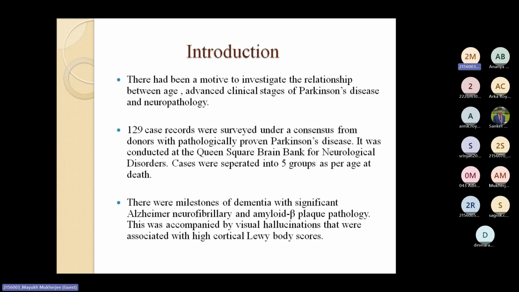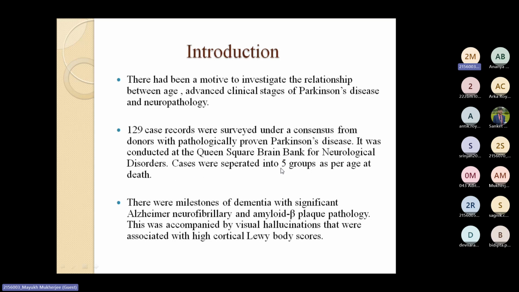There was a motive to investigate the relationship between age, advanced clinical stages of Parkinson's disease, and neuropathology. For this project, 129 case records were surveyed under a consensus from donors with pathologically proven Parkinson's disease, and this experiment was conducted at the Queen Square Brain Bank for neurological disorders. It's a very important place to be noted for studying the project.